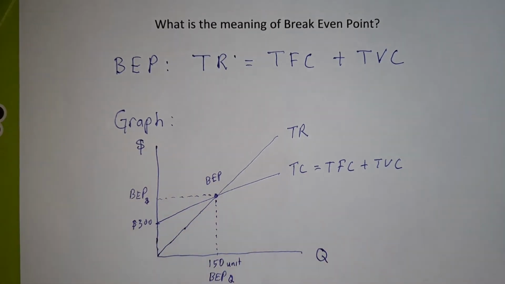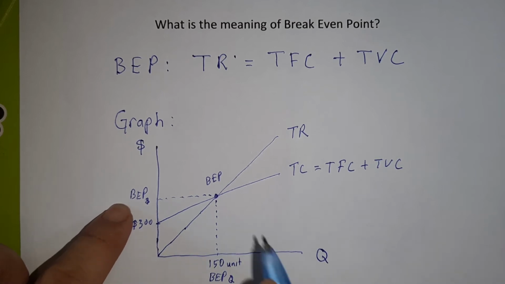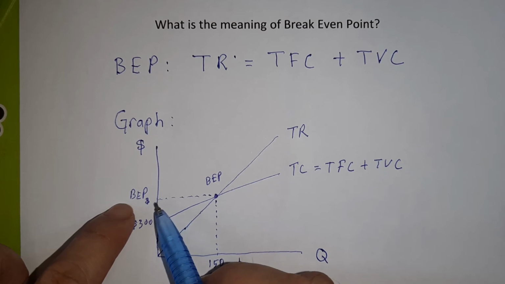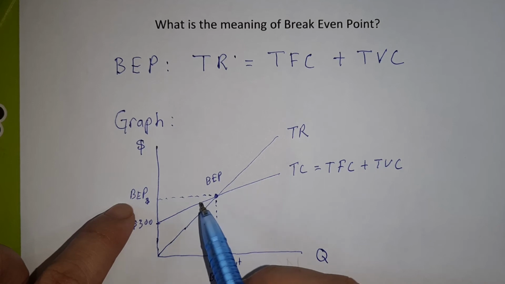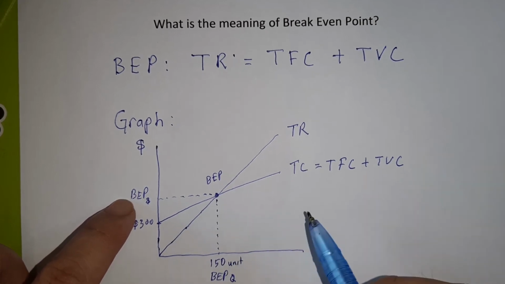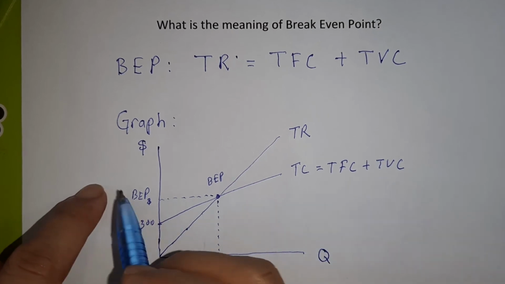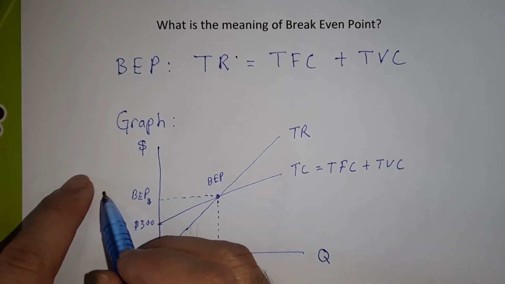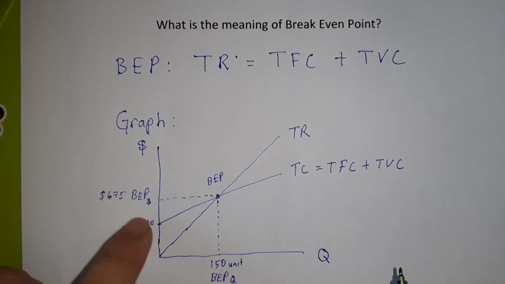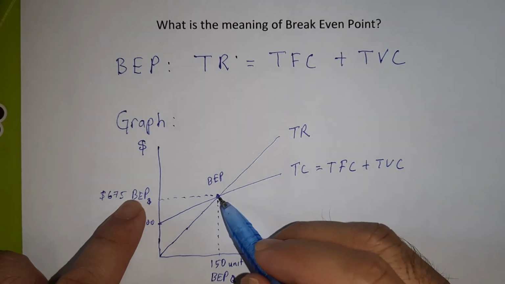Okay, break-even point in terms of dollar is like this. It shows how many dollars of sales have to be achieved to get the break-even point. So if you do this graph properly, you will see that Rose has to sell $675 of cupcakes to achieve the break-even point.